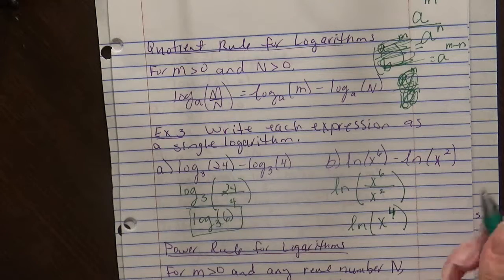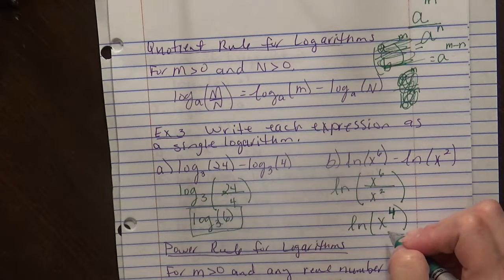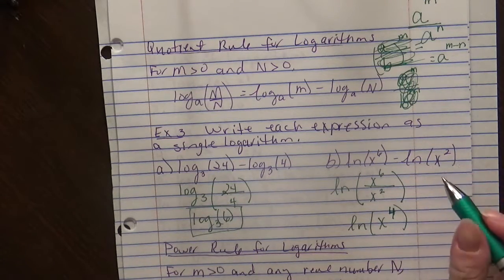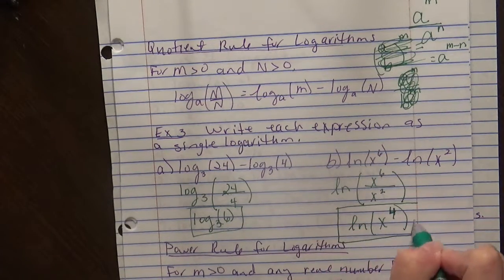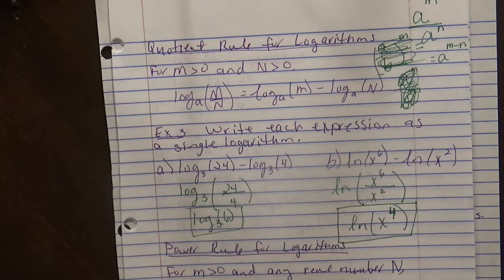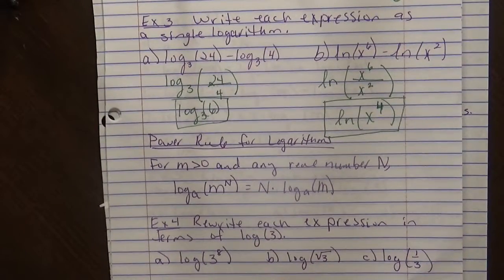And we're done. We can stop right there. Now, it's okay if you stop here, but sometimes, nope, we're going to stop right there because we didn't talk about that yet. So I'm just going to keep right on going. That's it. Natural log of x to the 4th. That exponent that we got, that 4, can be written in another form, and we're going to see that in our next rule, the power rule for logarithms.